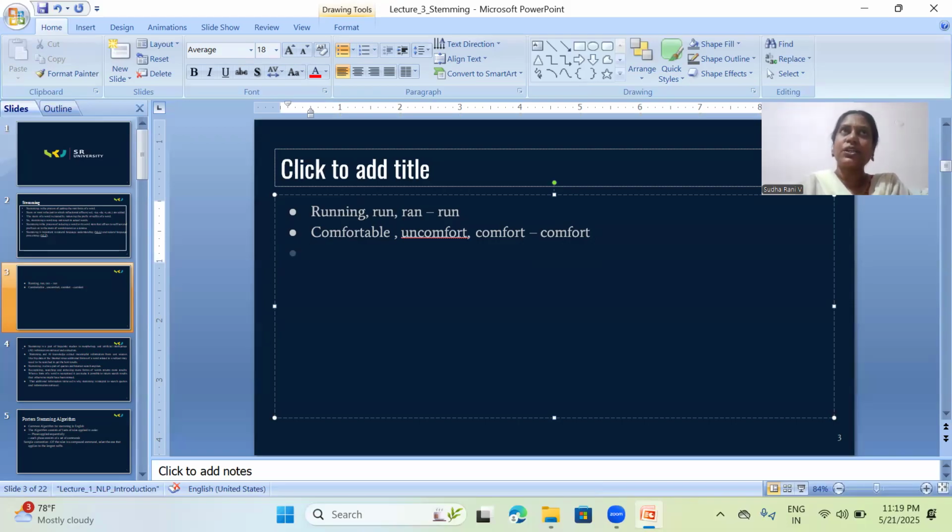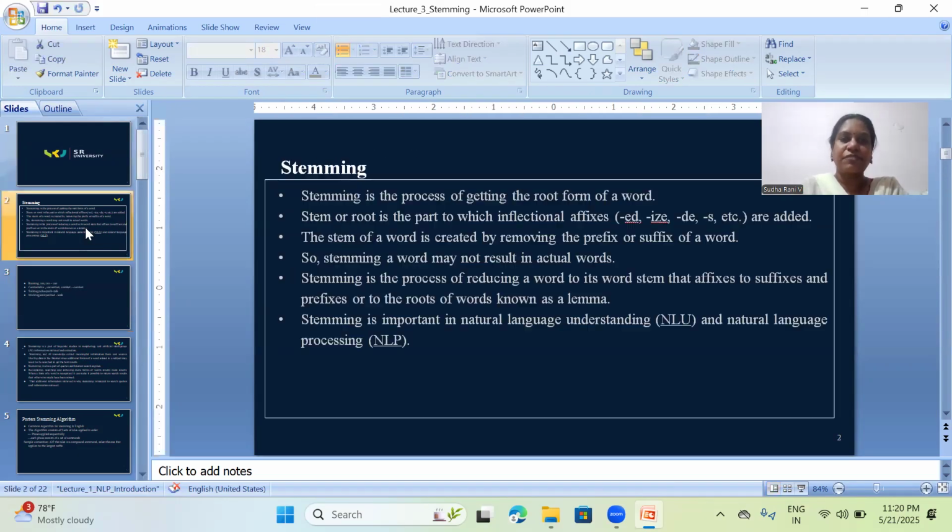You can take any kind of example. Talking, talk, talked. For this, we have the root word talk. Walk, walking, walked. Like this, for this we have the root word walk. So now let us come back again to the definition.